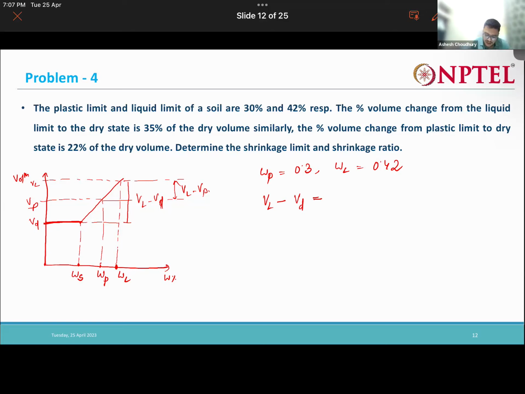Okay, so it's given that the percent volume change from liquid limit to dry state is 35% of the dry volume. Means the volume change here from liquid limit to the dry state is 0.35 times the dry volume. So VL minus VD is 0.35 times VD. And the volume change from the plastic limit to dry state, so VP minus VD, is 22% of the dry volume. Okay, so this much is given in the question.